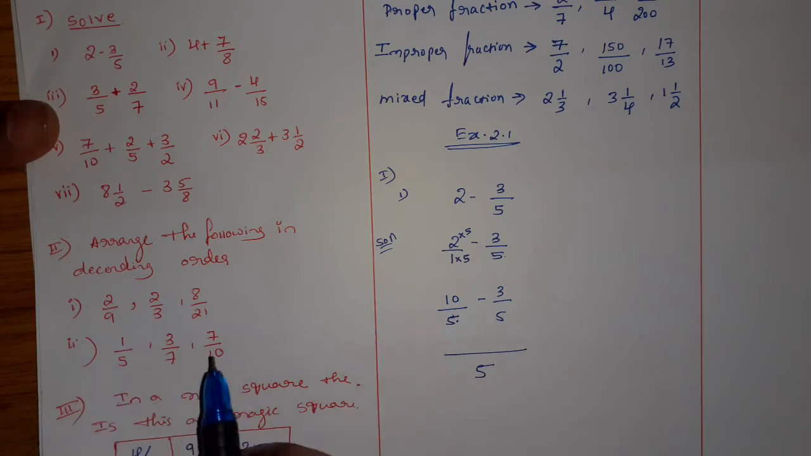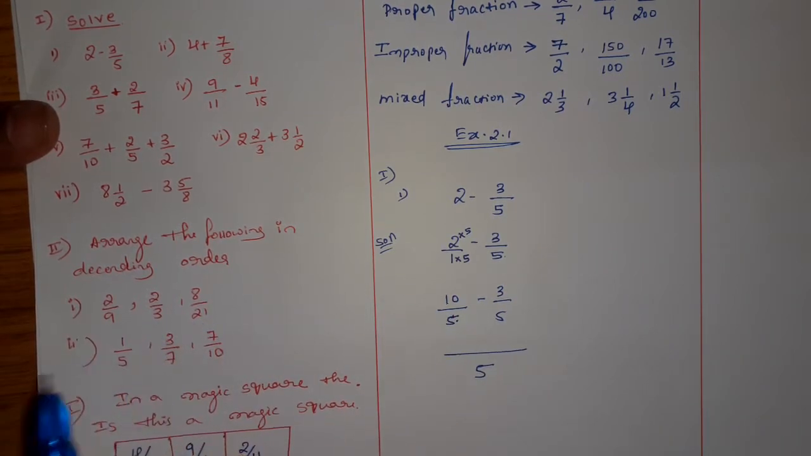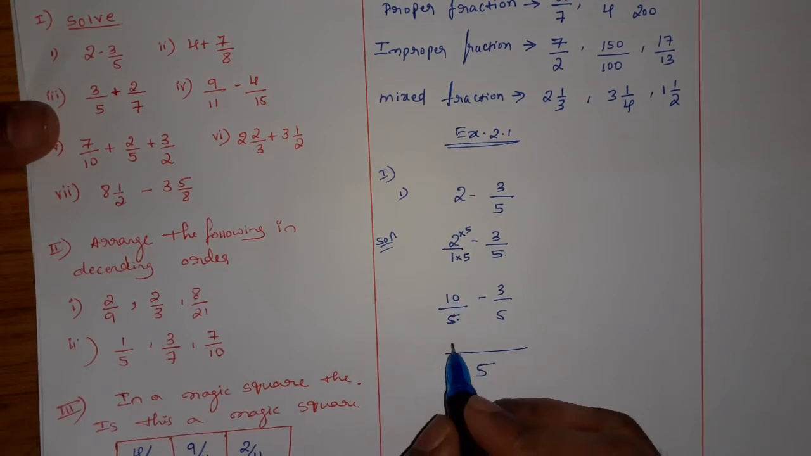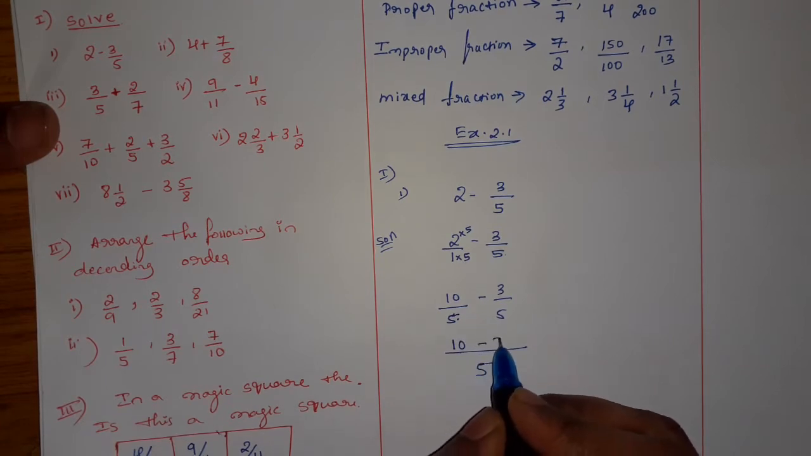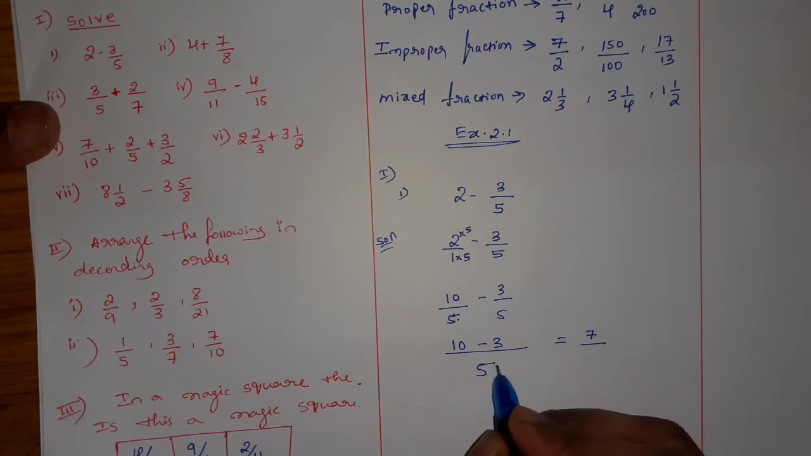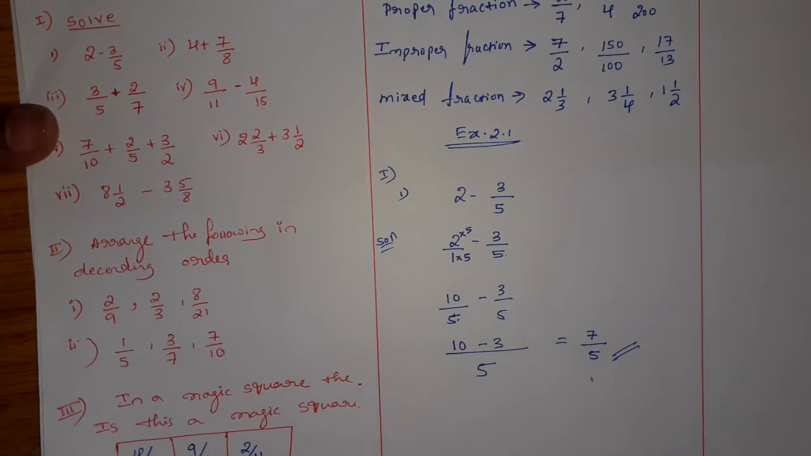You have to check the denominators whether they are equal or not. If they are not equal, you have to make them equal. Once they are equal, you should not take the denominator in any calculation. Denominator you have to take as it is. Only the numerator will take part in the calculation. 10 minus 3 will give you 7 in the numerator. So our answer is 7 by 5. Okay, I hope you got the answer.